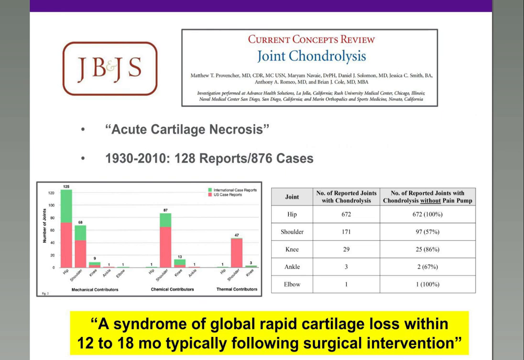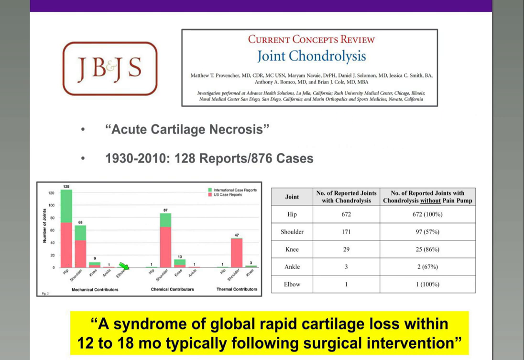There was a current concepts review published in JBJS that defined chondrolysis as a syndrome of global rapid cartilage loss within 12 to 18 months, typically following surgical intervention. The authors found 128 reports that included just under 900 cases in the literature. As you see in the table on the right, the shoulder was the second most commonly affected joint following the hip.